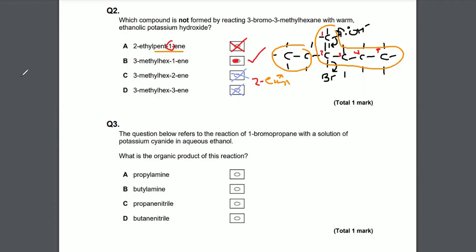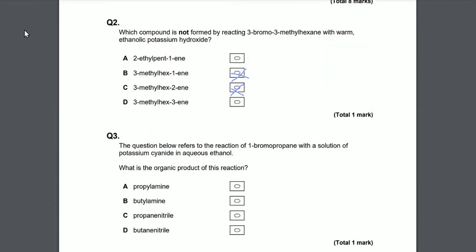So the correct answer is 3-methylhex-1-ene. So why can't 3-methylhex-1-ene form? I hear you say. Why can 3-methylhex-1-ene not be the correct answer? The hydroxide ion cannot attack the carbon at either end of the main hexane chain. Well, it can attack it, but that hydrogen is not going to form a double bond there and eliminate, because your bromine's not leaving. So there's no need for that to happen.